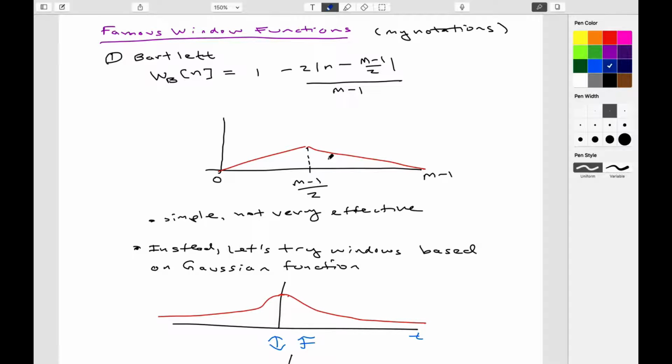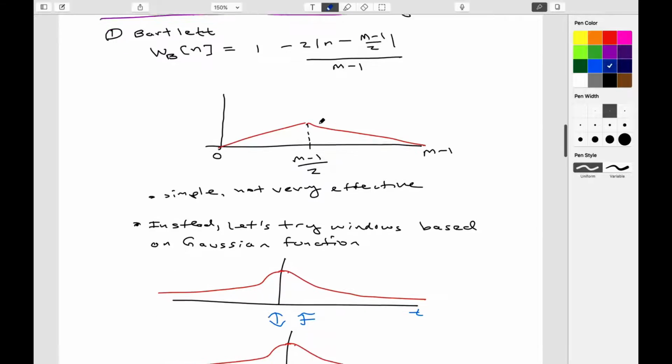And what that gives me is a triangular function which ranges from 0 at n equals 0 and 0 at m minus 1, up to a maximum value at (m minus 1) over 2. So for example, if I plugged in (m minus 1) over 2, then I would have 1 minus 0. That's going to give me a magnitude of 1. All right, this is simple, but it's not very effective in reducing the F-domain ripples.